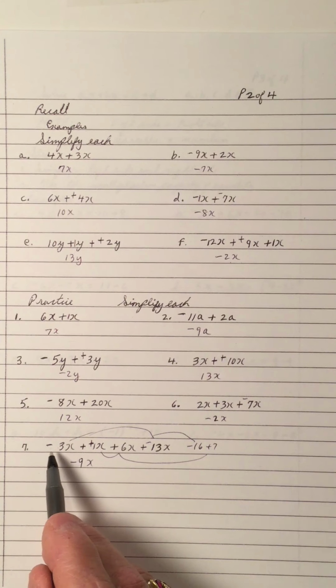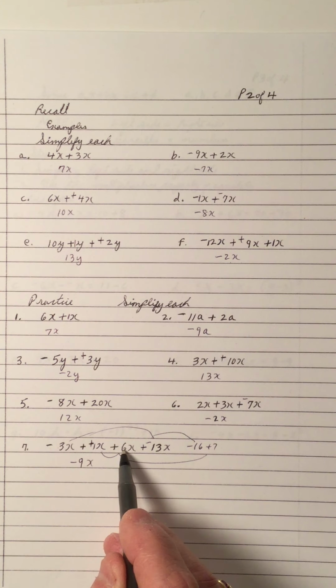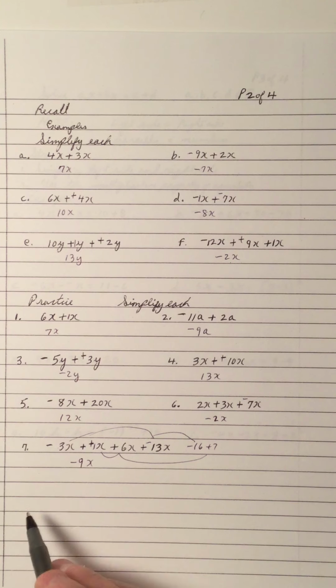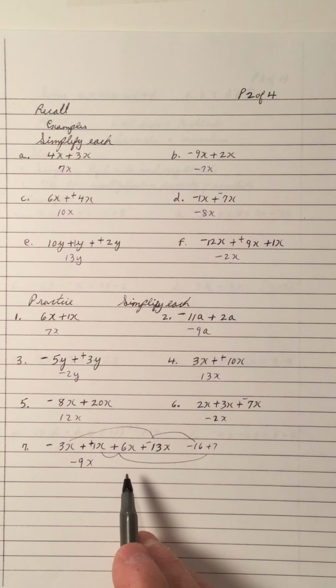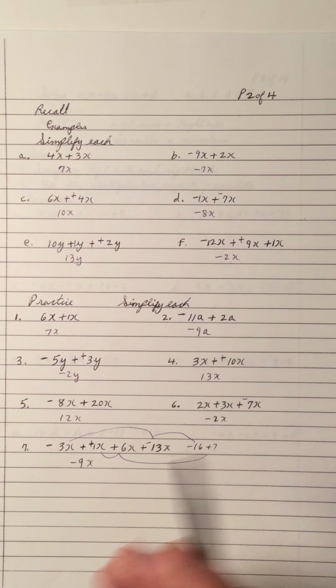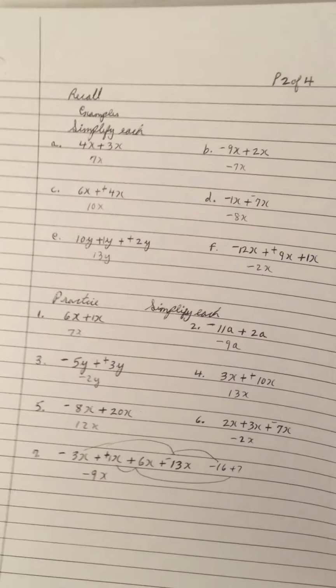But if you want, you may go negative 3 plus 1 is negative 2. Negative 2 and 6 is 4. 4 and negative 13 is negative 9. You can go through from left to right. But because you're adding all these together, add your negatives, add your positives, then subtract. Might be a little bit easier, but it's your choice. Let's continue.